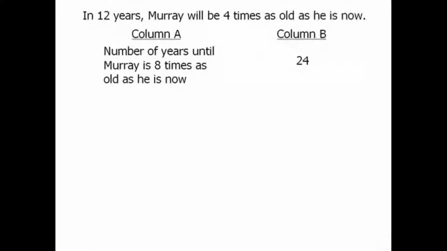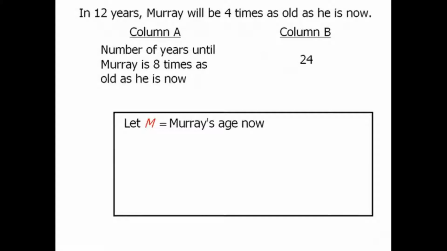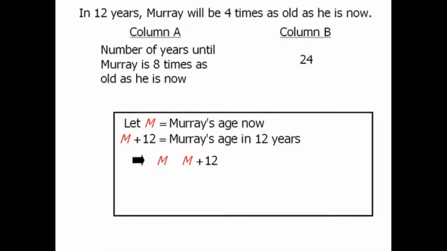All right, to begin, let's let M equal Murray's current age, in which case M plus 12 will equal his age in 12 years. So here's Murray's current age, and here's his age in 12 years. At the moment, these two ages are not equal. The question tells us that his future age here is 4 times his current age. So if we take his current age and multiply it by 4, then these two ages will be equal. At this point, we'll solve for M. First, we'll subtract M from both sides, and now we'll divide both sides by 3 to get M equals 4. So Murray's current age is 4 years old.